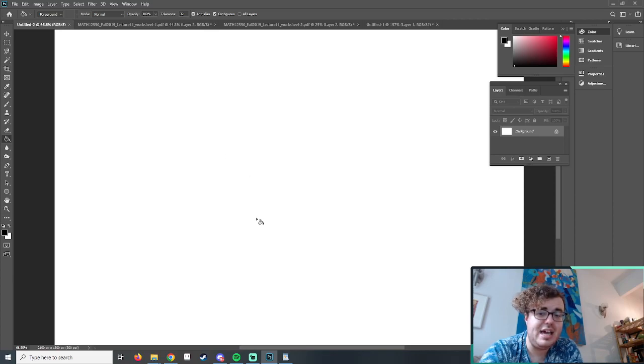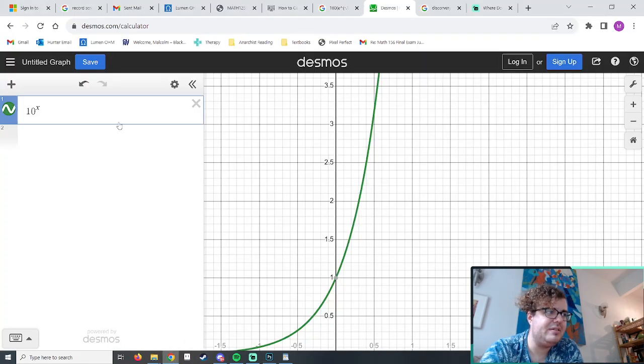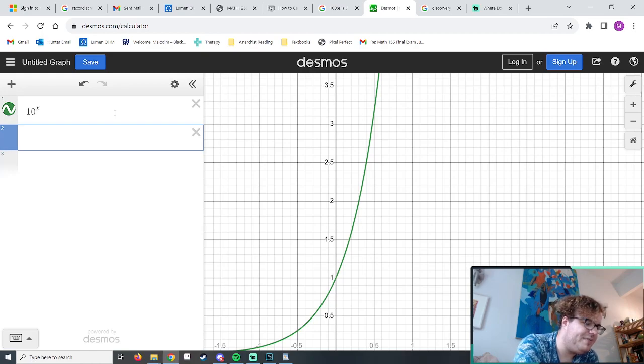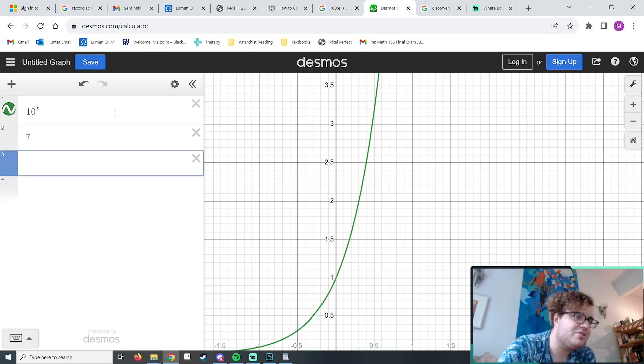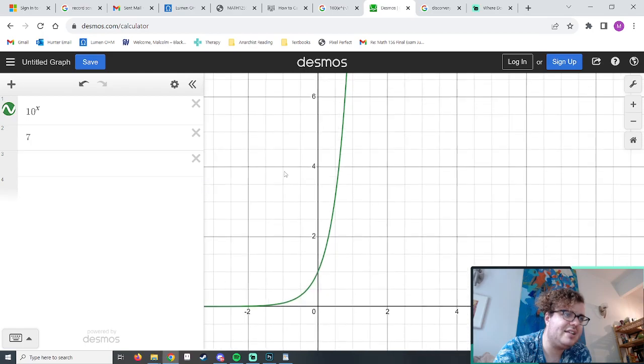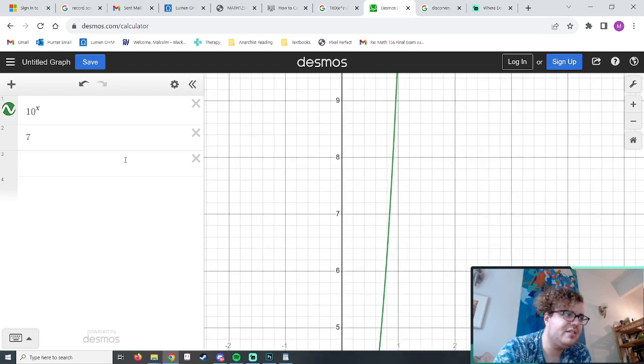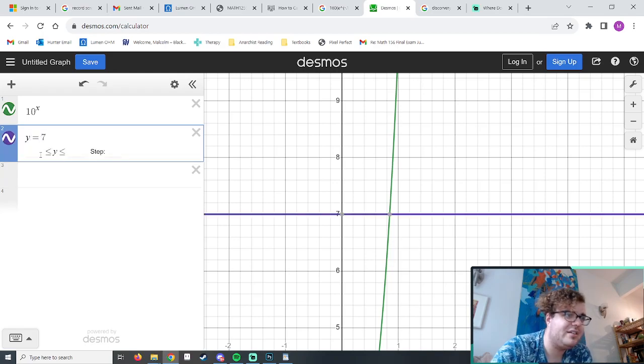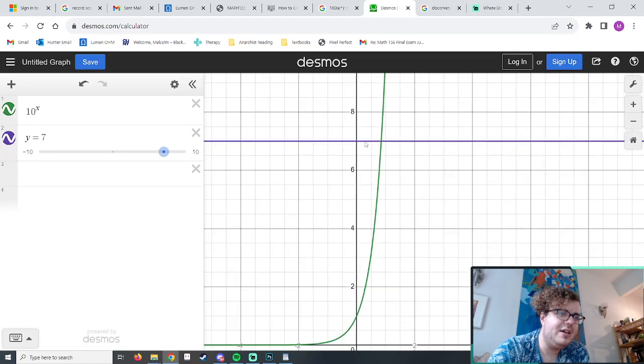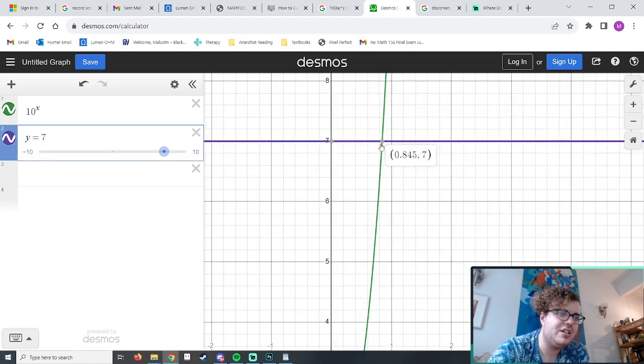Let me do an even nicer thing. I'm going to graph the number 7 here. So this is just going to be the line y equals 7. Now, if I look at where that function meets my function, I get this little piece of information, that 10 to the 0.845 must equal 7, right?